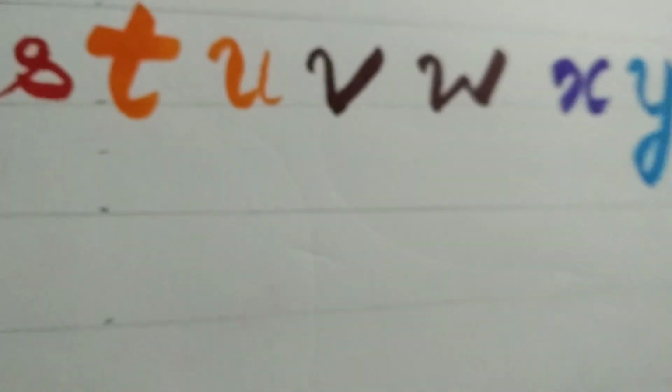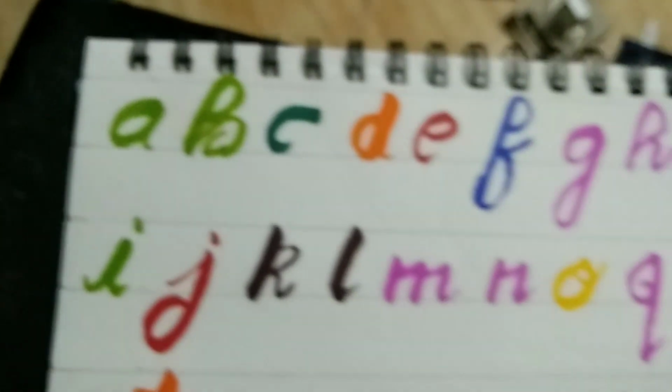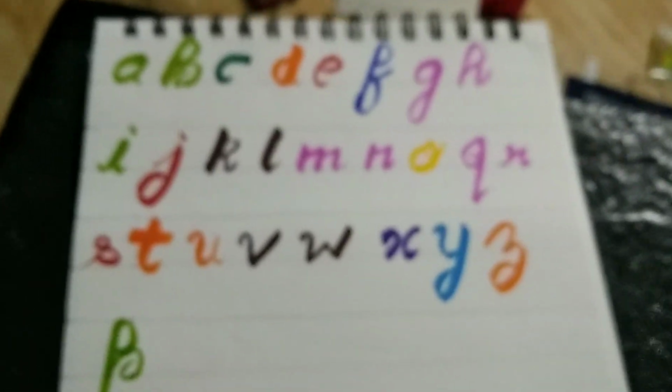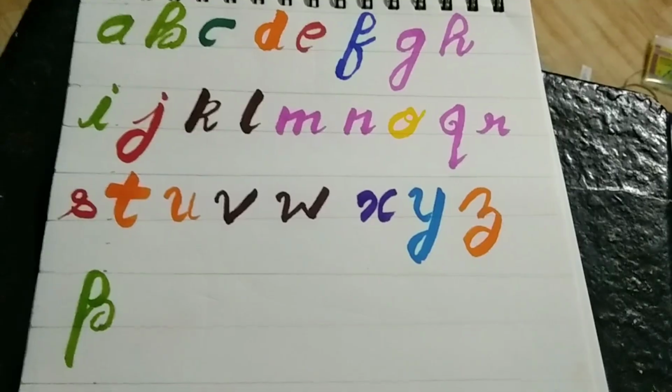Guys, I forgot to show you P. So like P, we have to draw P like this. An ascending loop, down, an oval, and an upstroke. This is P. So these are our alphabets, from A to Z.